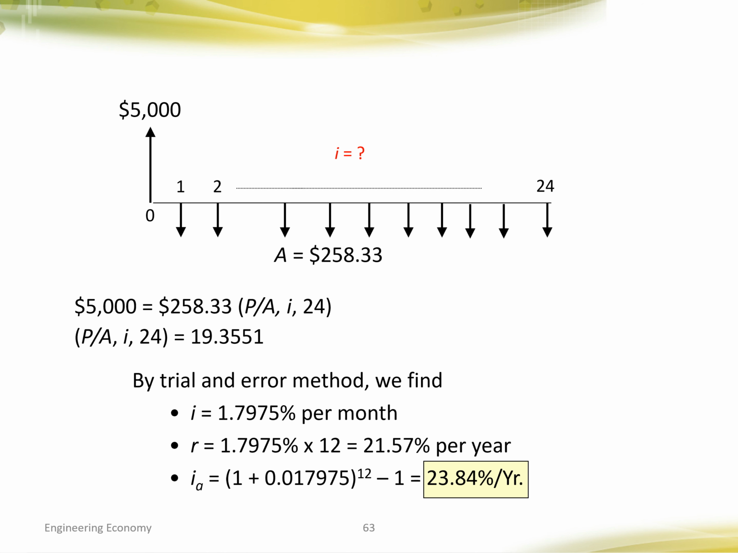If we multiply that by 12, we got 21.57% per year nominal rate. If we use the right way to compute the effective annual rate, you will find that in fact we are paying 23.84% per year for the interest, meaning that the effective annual interest rate is 23.84%, whereas the add-on interest, which was shown, is only 12%.